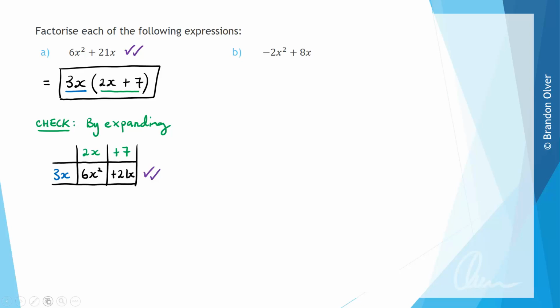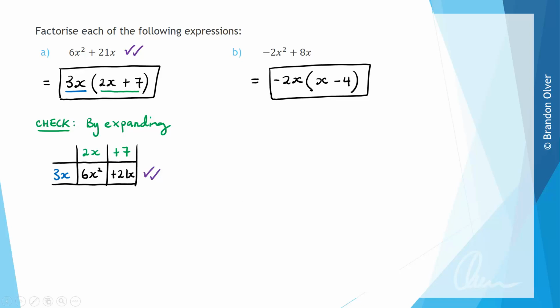So I'd encourage you to pause the video at this point and have a go at B before I do it for you. But if we do have a look at B, we can see that we have negative 2x squared plus 8x has a highest common factor of negative 2x. So we can remove negative 2x as the highest common factor, and then we do the same thing as we did in part A, and we think about what would we multiply negative 2x by to get to negative 2x squared, and that would simply be x, and then we'd need to multiply negative 2x by negative 4 to get to positive 8x.